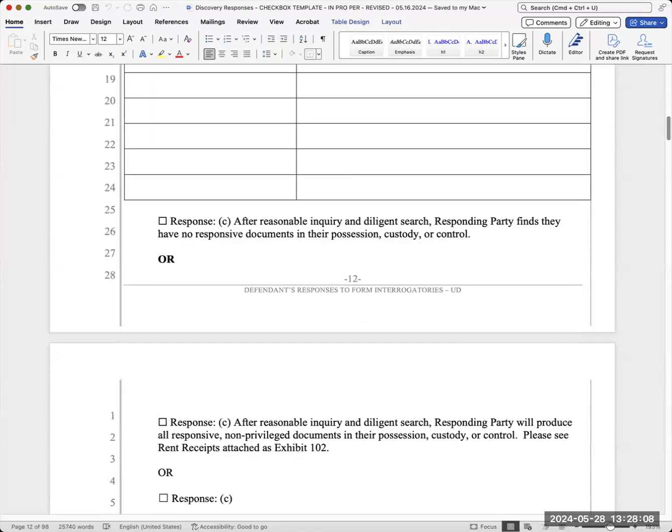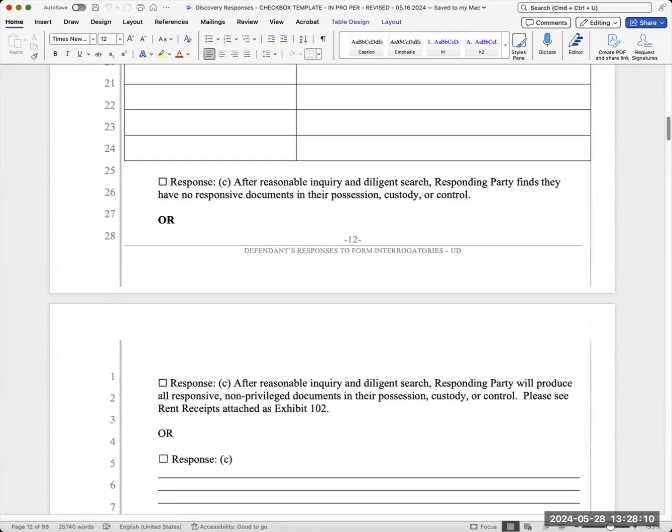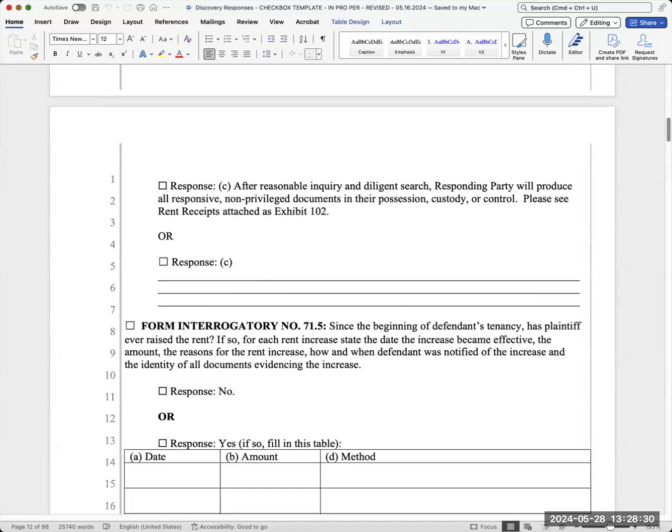And then down below, it's asking for evidence of those payments. If you have them, it would be evidenced in your rent payments under Exhibit 102, and you would check here. Otherwise, if you don't have evidence, check here. Any other response, you would write it out here.